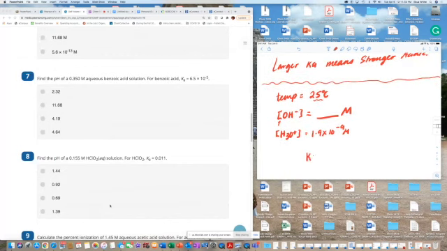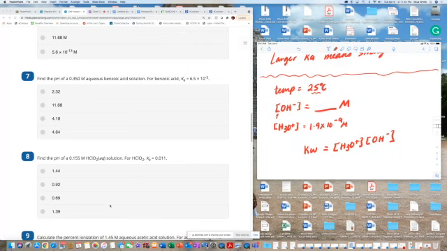So it is Kw is equal to H3O plus times OH minus. And the Kw here has a specific value when the temperature is 25 degrees Celsius. That's why they included that in there. Because if the temperature is different, the value of Kw is different also. We have only learned about one Kw, and that Kw is only valid at that temperature.